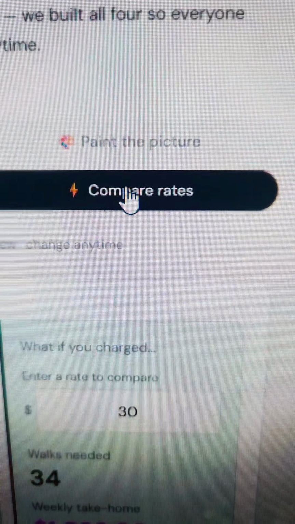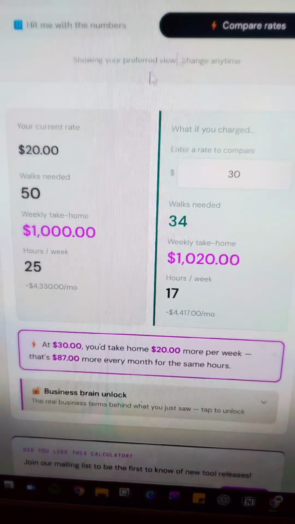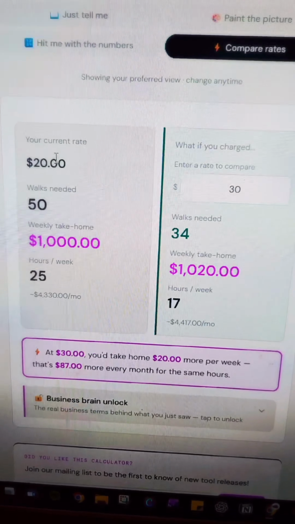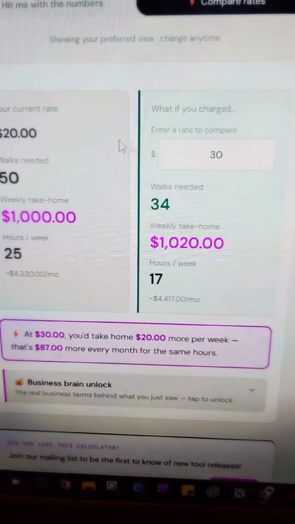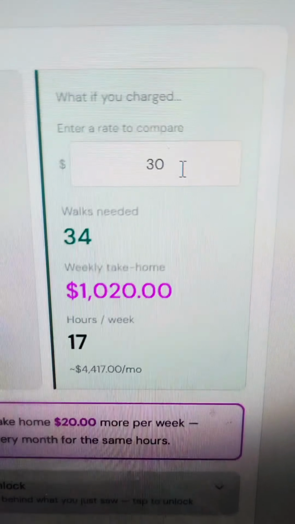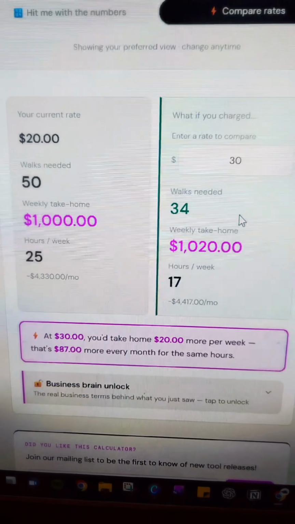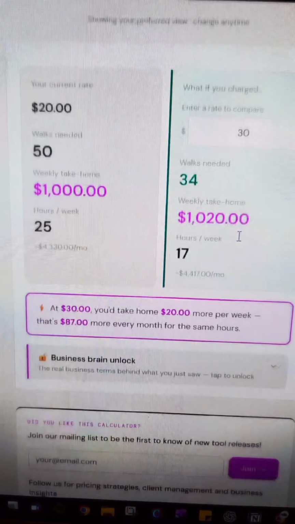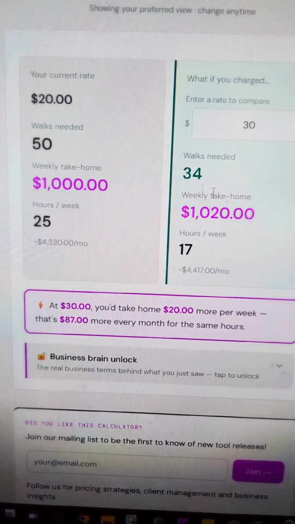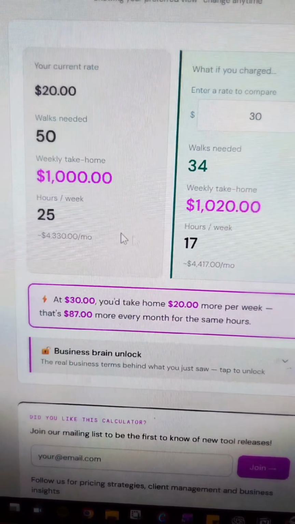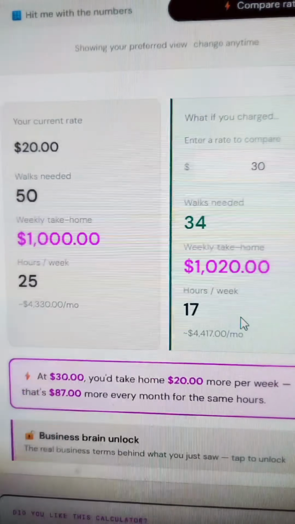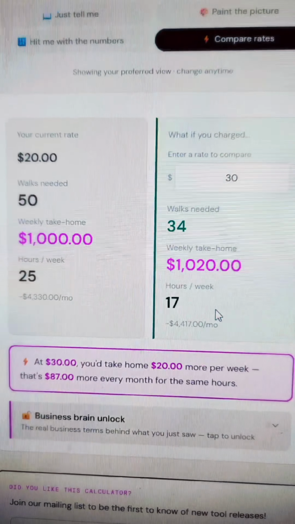This one really helps you see, if you were charging $20 and you're like, man, I'm working so much just to hit that, what would happen if I raised my rate to $30? This easily shows you a side-by-side comparison, so you can understand, based on your expenses and how many hours you're working, how that translates into how many walks. Look at that difference, 50 to 34, and the hours is crazy, because pet sitters don't understand that they could be underpriced. So this in itself is just a lesson.